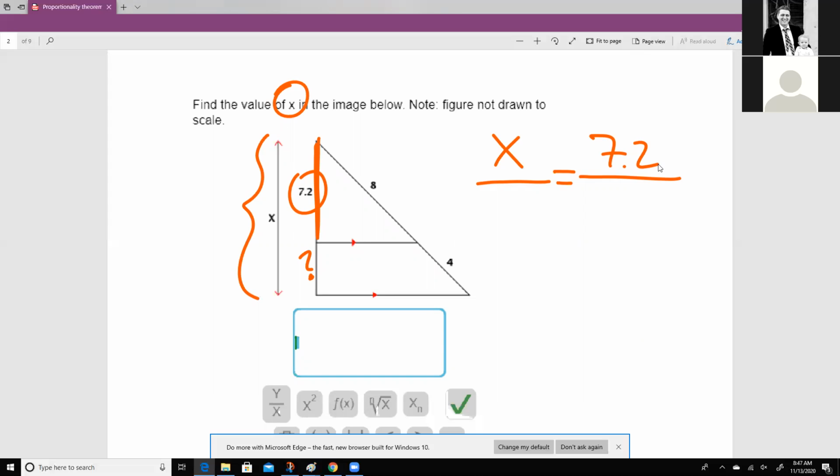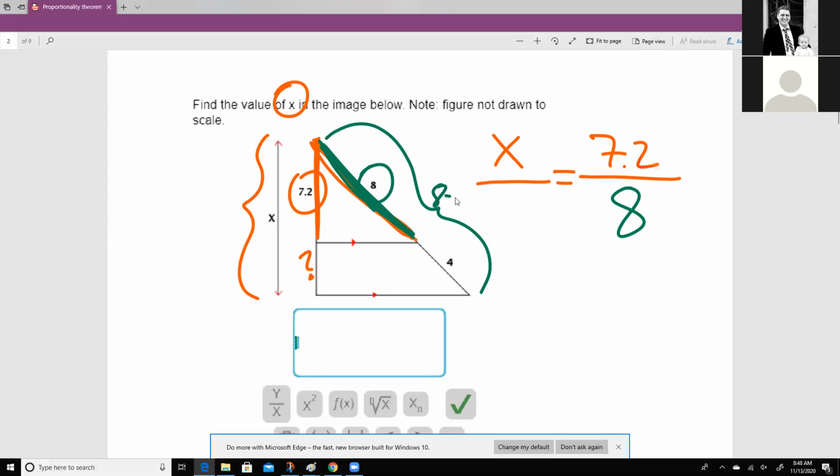Now I want to use the hypotenuse. Well, I want to say hypotenuse, but I don't actually know that this is a right angle, so I'm just going to use the other side that quite possibly is the hypotenuse. I'll go ahead and make that green for clarity. So I know that I've got my two little sides, 7.2 and 8, but what about on the big triangle? This whole distance, well, that's 8 plus 4, which is 12.